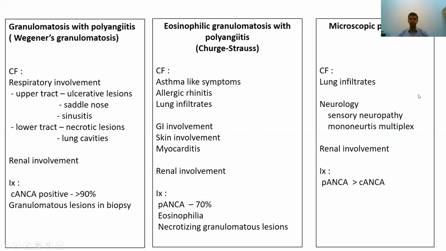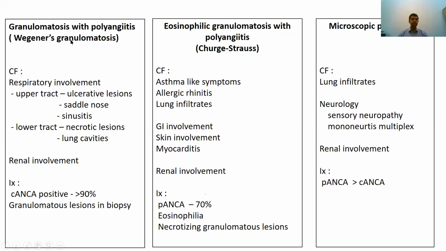So this is just a summary slide for your convenience. The main three conditions with ANCA-associated vasculitis are Wegener's granulomatosis, nowadays we call it granulomatosis with polyangiitis; the other one is Churg-Strauss, nowadays we call it eosinophilic granulomatosis with polyangiitis; and microscopic polyangiitis.